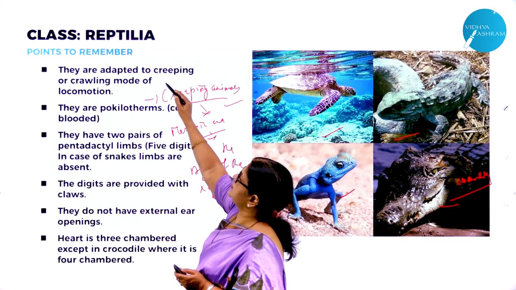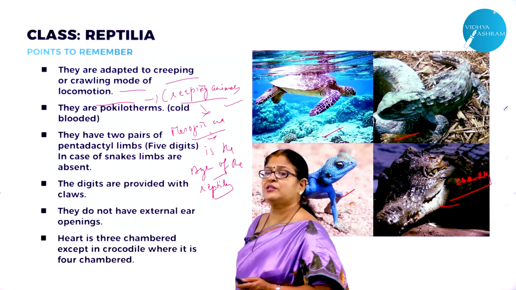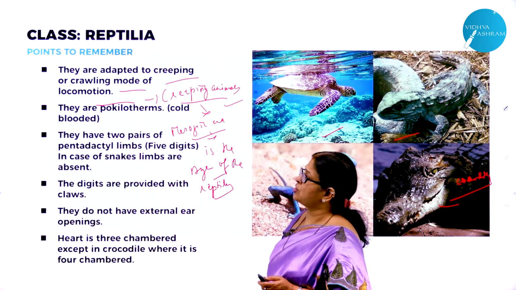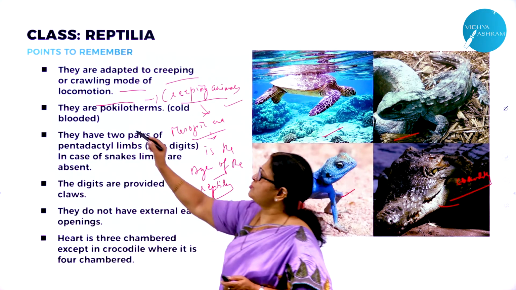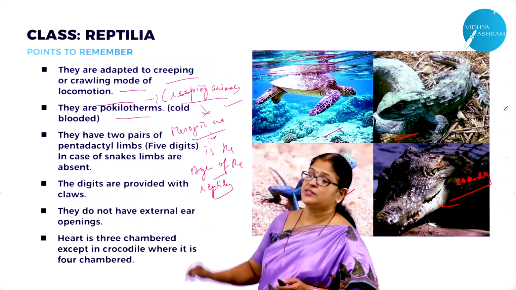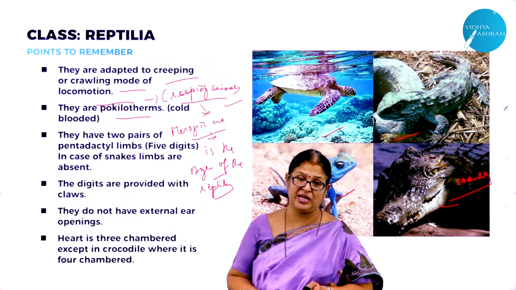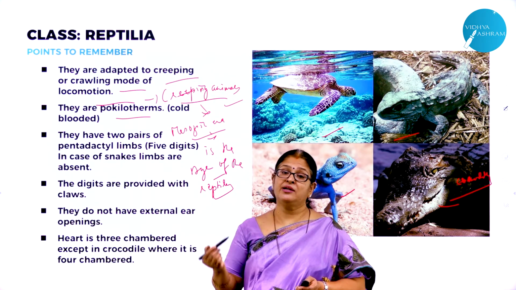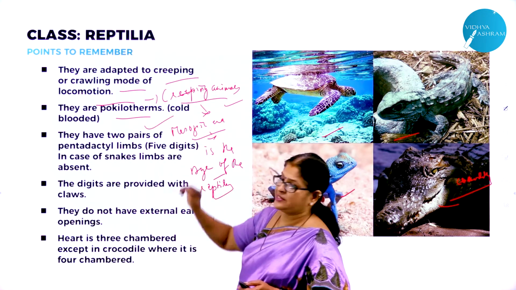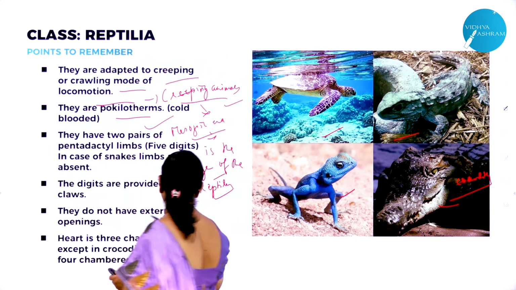What are these animals? As I said, these are adapted to crawling mode of locomotion. So you can call them the first successful land vertebrates, right? They are adapted to creeping or crawling mode of locomotion. They are also poikilotherms. What do you mean by poikilotherms? Just now I told you in class Amphibia, that is, they are cold-blooded animals. The body temperature is not constant. It keeps on changing according to the external environment. Whereas our body temperature remains constant and it does not change according to the external environment. Very important characteristic feature. Poikilotherms are cold-blooded animals. So there are two, as I said.